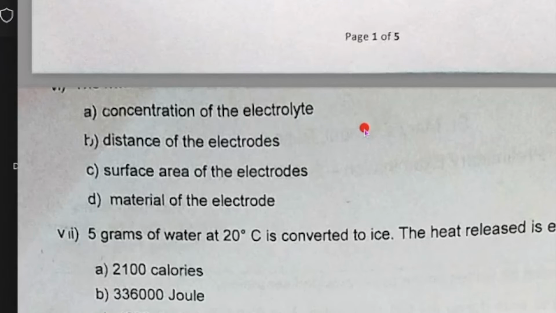The sixth subpart is missing. It is actually: the internal resistance of a cell does not depend upon what? So internal resistance depends upon the concentration, distance, and surface area. It does not depend upon the material, right? Do you remember that? Just go through those. It's important. It does not depend upon the material of the electrode.